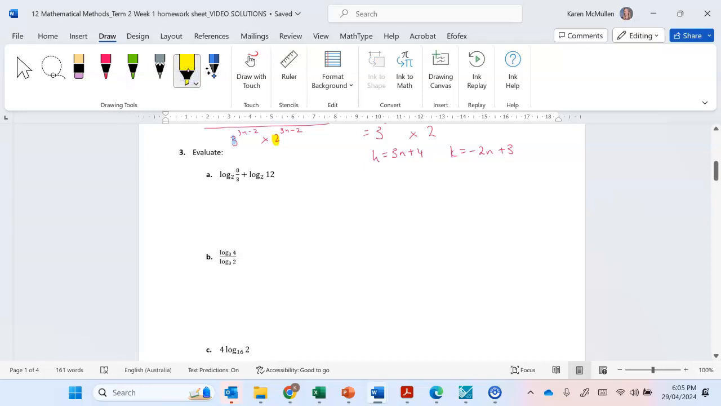Now, when you're simplifying log equations, always focus on what the base is. So we've got the same base here, which is super duper. And then this 8 over 3, I'm just going to think about how I could approach that. I could separate my logs. Let's go ahead and do that.